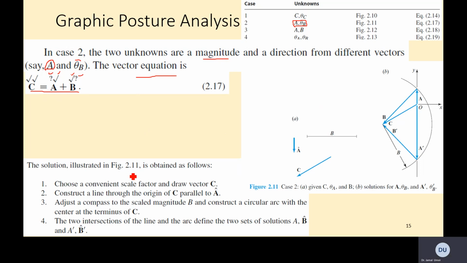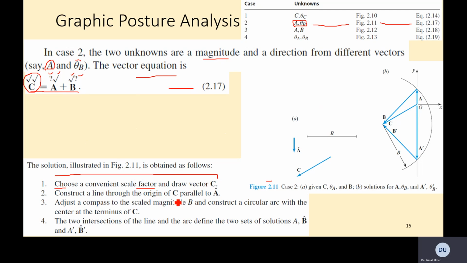So the solution illustrated in figure 2.11 is obtained as follows. This is figure 2.11, and then equation 2.17. The procedure we are following is, first of all, choose a convenient scale factor and draw C. Whatever the value of C is, it is known, because in this vector its magnitude as well as direction are known. So that's why we need a convenient scale factor for the length and draw vector C.